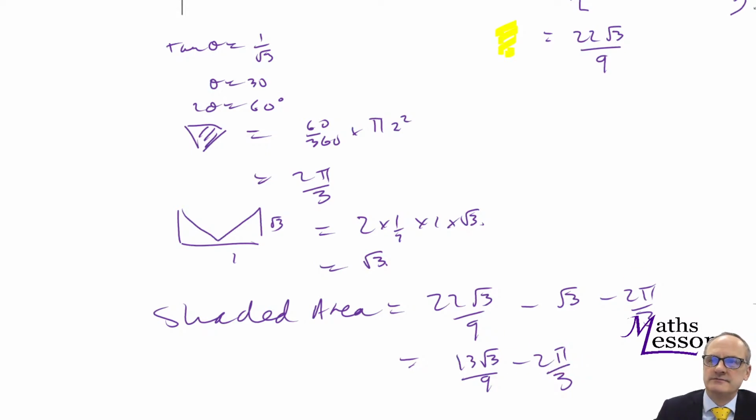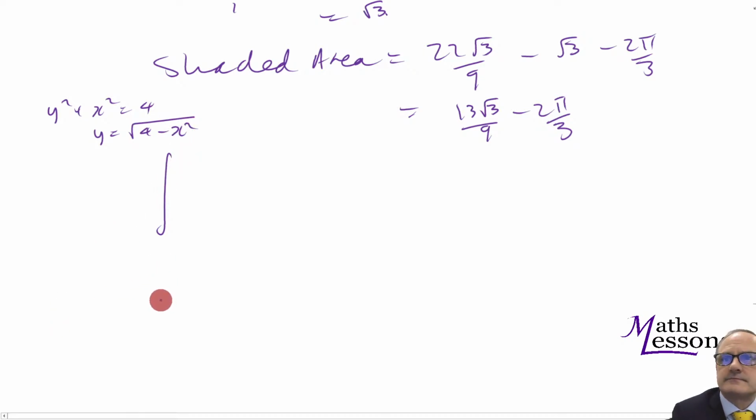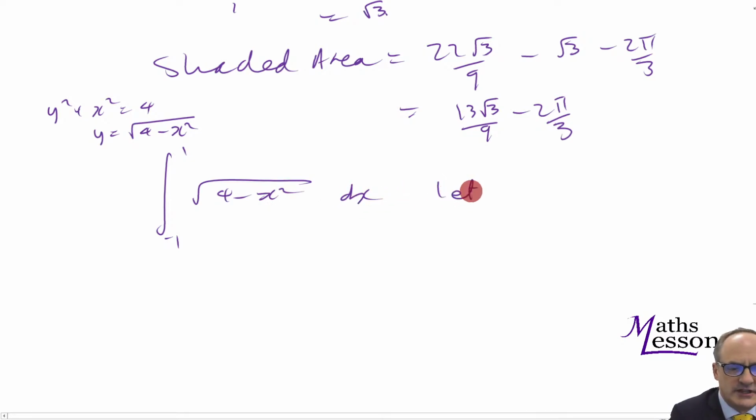Now you could have worked out the circle by integration. I'll just go through that, because the best method is probably integration by substitution. If we rewrite y squared plus x squared equals 4 as y equals the square root of 4 minus x squared, and we integrate between -1 and 1 dx, then we're going to let x equal 2 sine theta as our substitution.